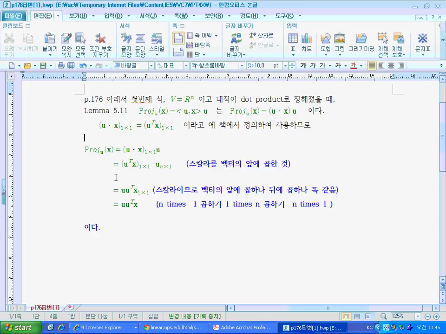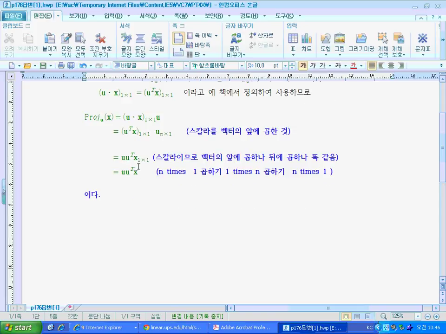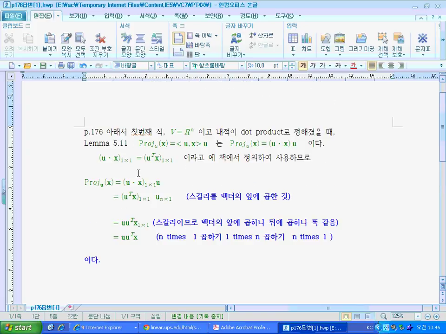Here, the projection of the vector x on u can be written in this way from the lemma of 5.11. As you see, this is a scalar, which can be written as u transpose x, multiplied by a vector whose size is n by 1. Since this is a scalar, it can be moved to the back of the vector. So still, this is a scalar multiplication of a vector. So from here you can write this in terms of u transpose x like this. Actually, that was what was meant in here.